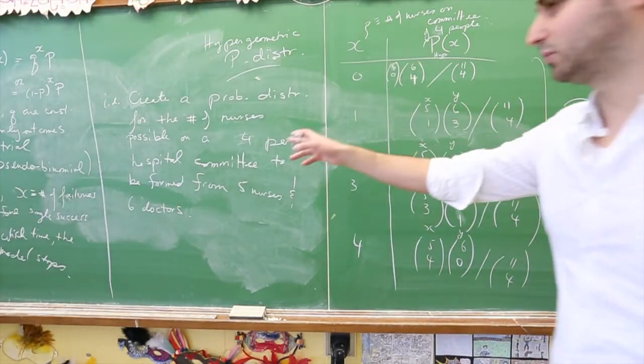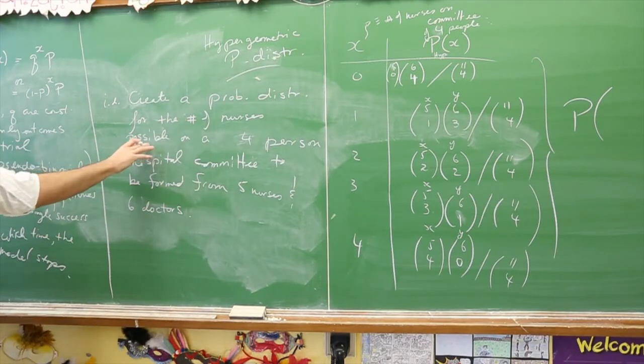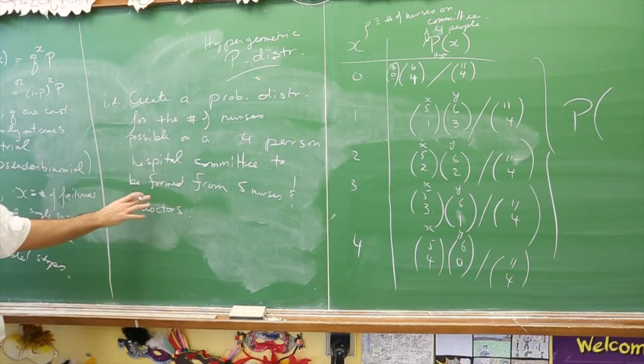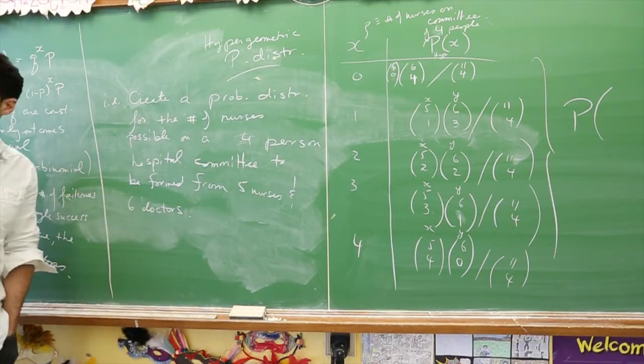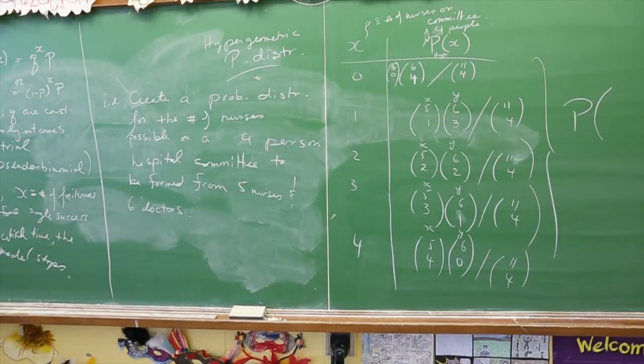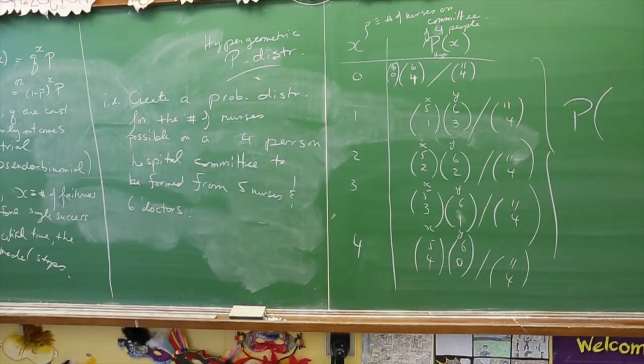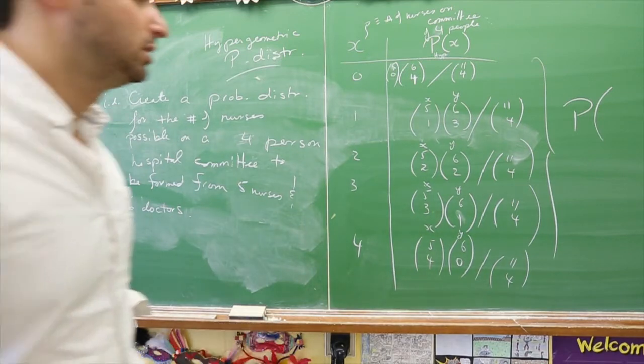We talked about an example where I asked you to create a probability distribution for the number of nurses possible on a 4-person hospital committee to be formed from 5 nurses and 6 doctors. I didn't say anything about that committee having particular roles, that is to say the first nurse is going to be the doctor, the second nurse will be the lawyer of the committee, the third nurse will be the administrator of the committee, none of that.